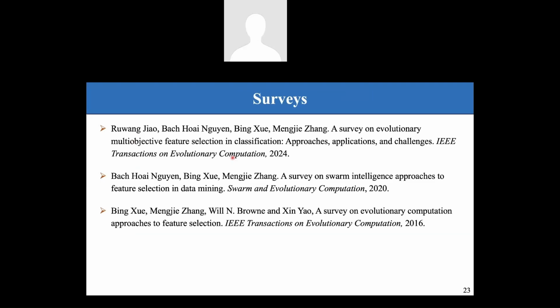I just touched on the very basic concepts and the most representative methods we have done for evolutionary multi-objective feature selection. If you would like to know more details about EMO-based feature selection, I recommend you have a look at this survey paper here, which reviews a lot more EMO works for feature selection in classification, published in TEVC 2024.